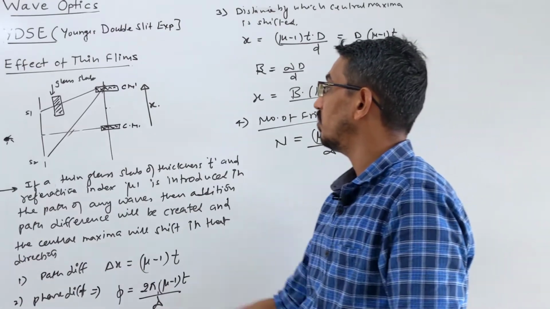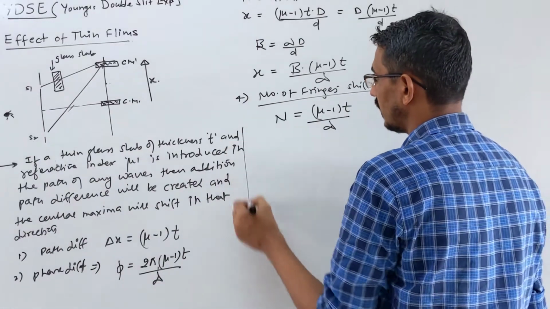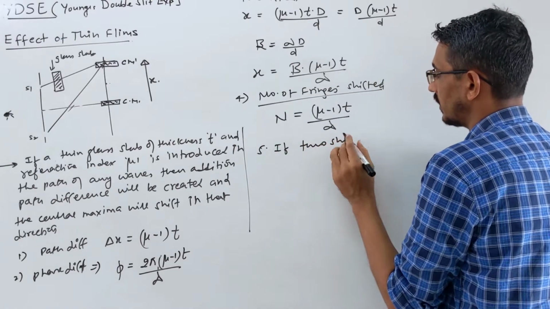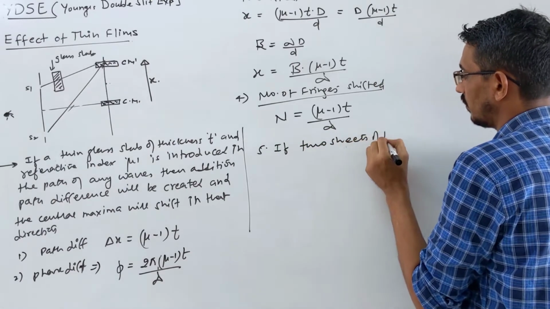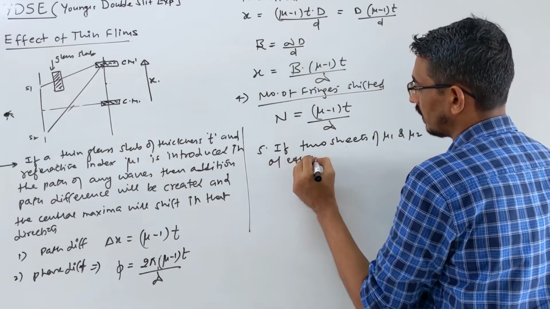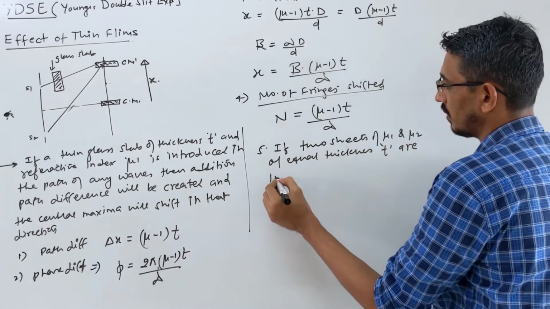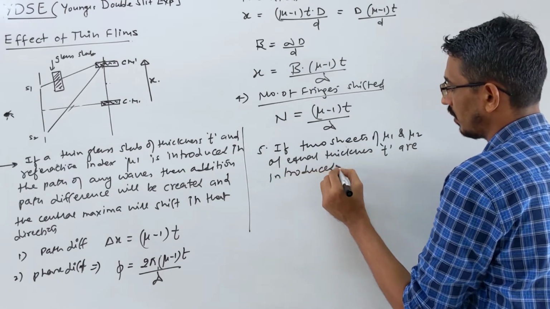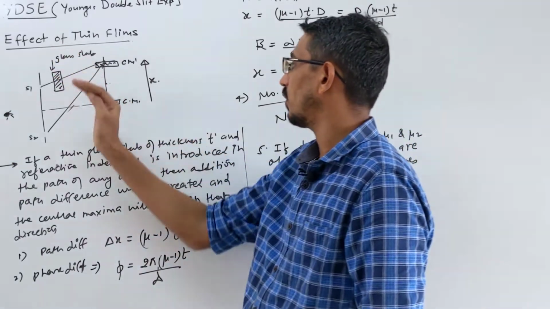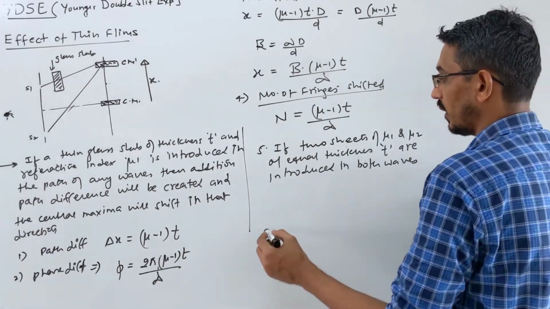Okay, sometimes what happens, in both paths we can introduce some sheets, correct? Let's write another question here. Suppose two sheets of mu1 and mu2 and of equal thickness, say t, are introduced in both waves. Suppose you're putting one here or one here, now what you're doing is putting two sheets in both waves, then what will happen? So look here, it will look like this.